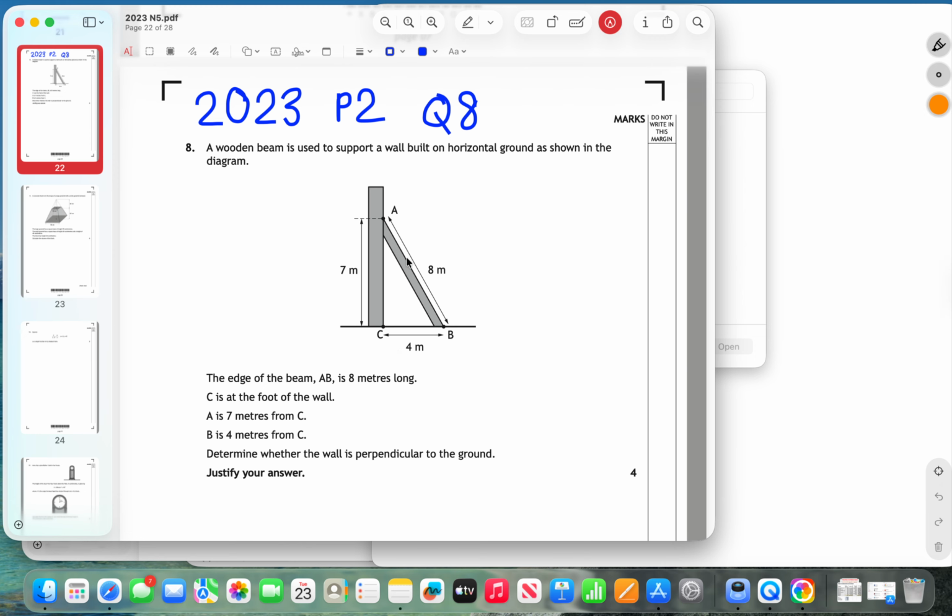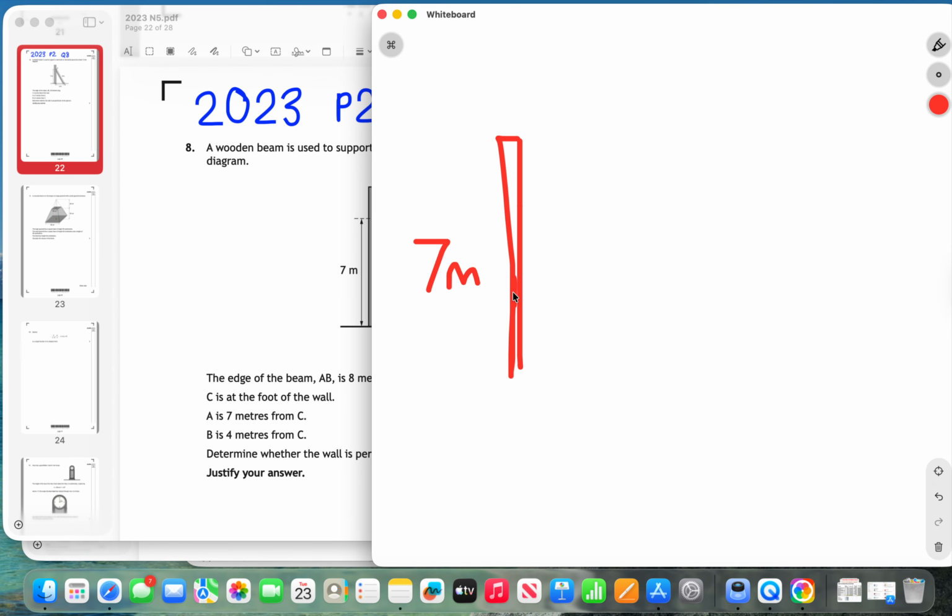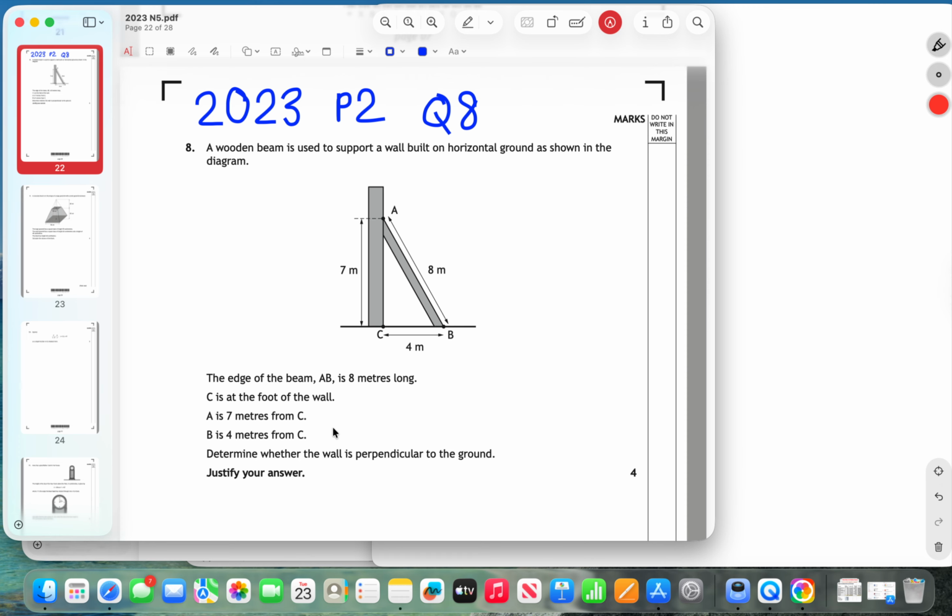So we're given the dimensions and we want to find out if the wall is perpendicular to the ground. C is at the foot of the wall, so the wall is marked as this, this is the 7 meters. So this is the wall and the ground is this. And they want to know, is the wall perpendicular to the ground?